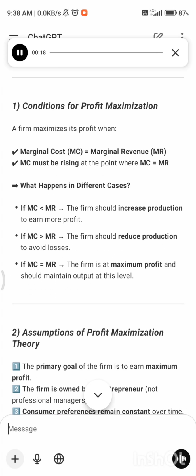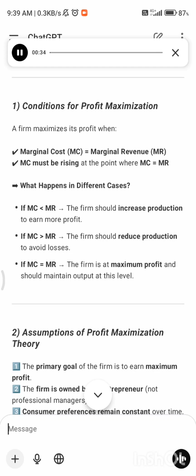1. Conditions for profit maximization. A firm maximizes its profit when marginal cost, MC, equals marginal revenue, MR. MC must be rising at the point where MC equals MR. What happens in different cases?